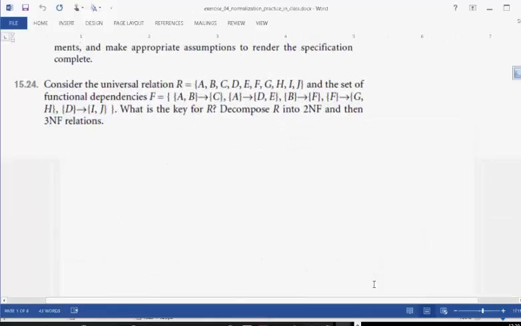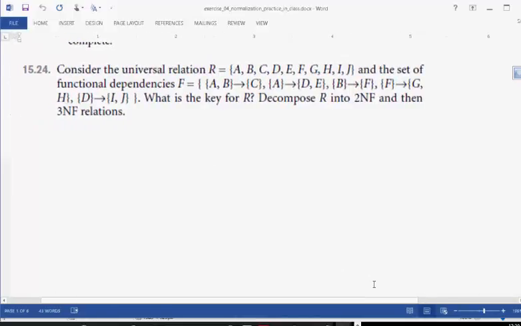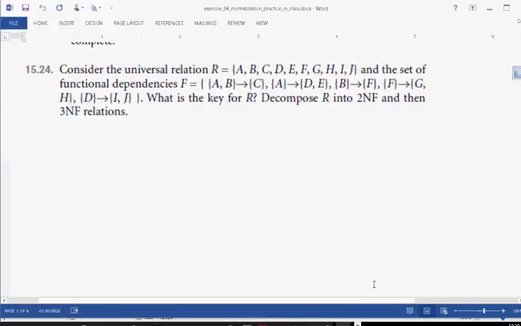This one, 15.24. So we are going to, if everyone is okay with this, move on to the next question. Is everyone okay with this? Okay.